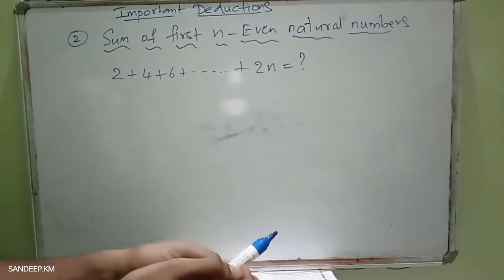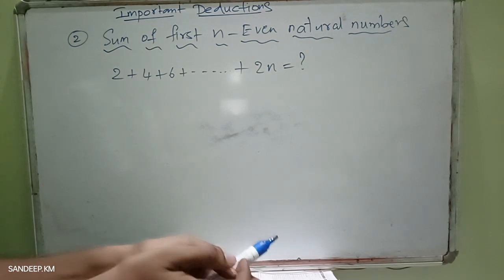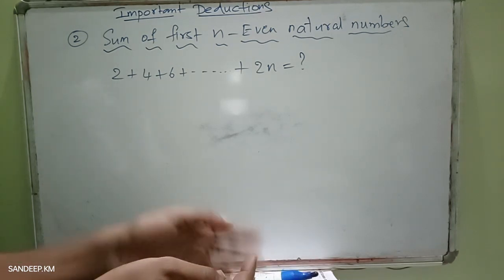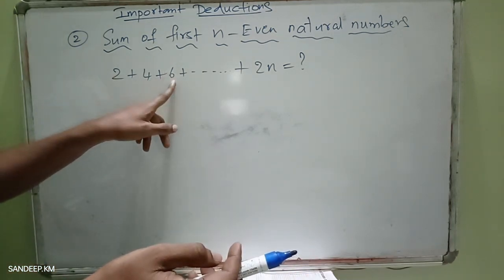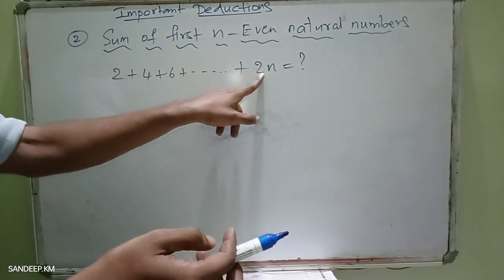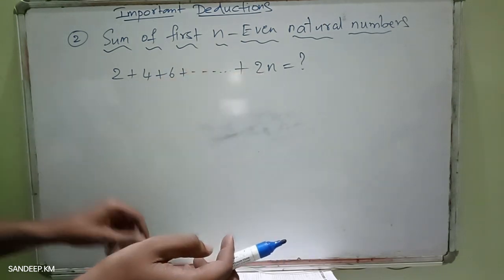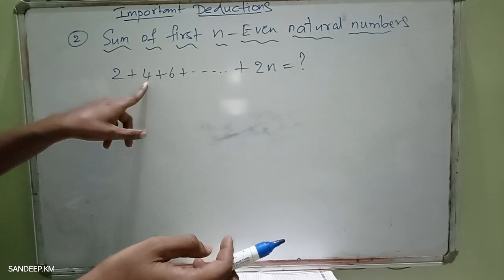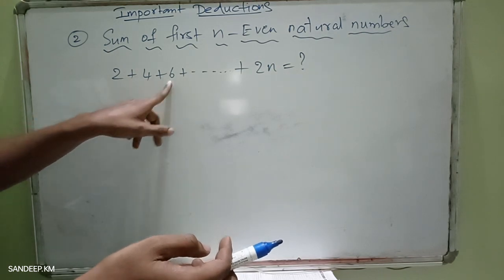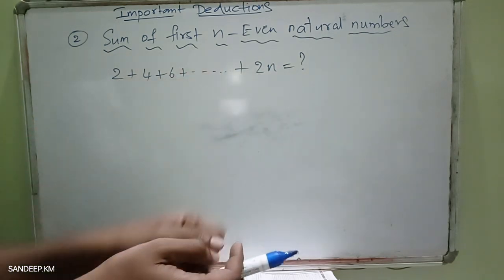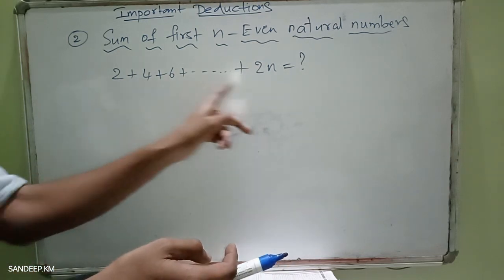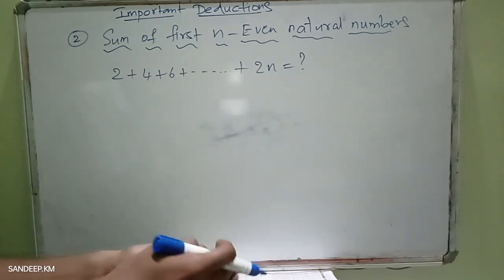The second deduction is the sum of first n even natural numbers, which means 2 plus 4 plus 6 and so on up to 2n. 2n is the last term, correct or not? If it is 2 ones are 2, 2 twos are 4, 2 threes are 6, then the nth term will be 2n, right? So if I add the first n even natural numbers, then what is the result?